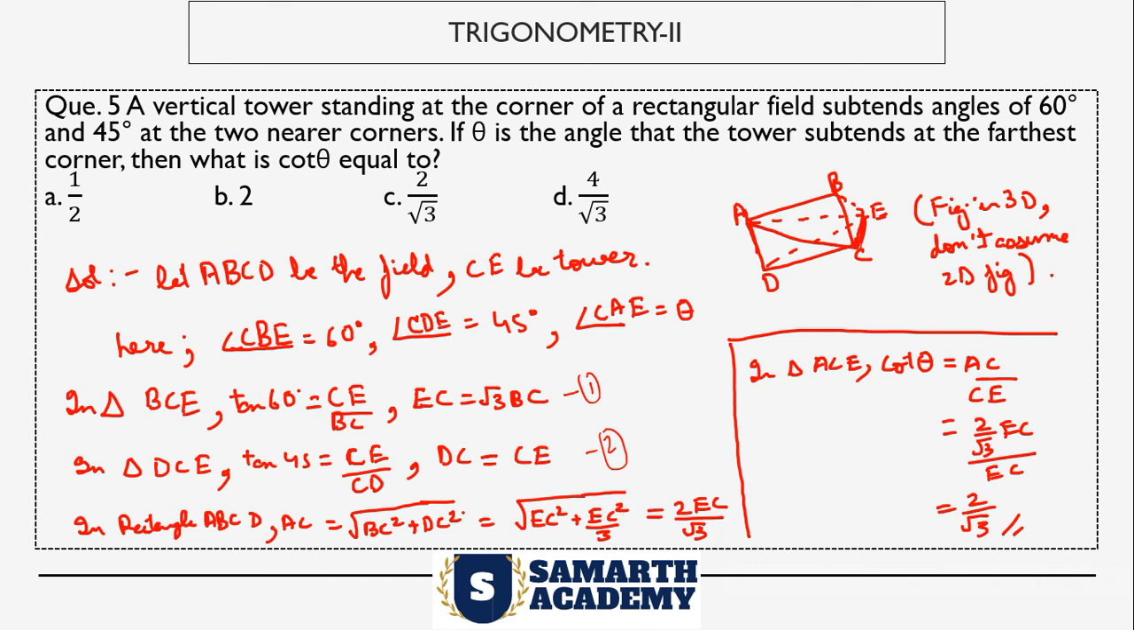And AC, as we all know, will become under root BC square plus DC square, because it is the diagonal of the rectangle, right? So as we know, DC square we have calculated to be equal to EC square, right? And BC square we have calculated to be equal to EC square by 3. So the overall expression becomes 2 EC upon root 3. Okay. So if we substitute that here, we find the value of cot theta, which is 2 by root 3.